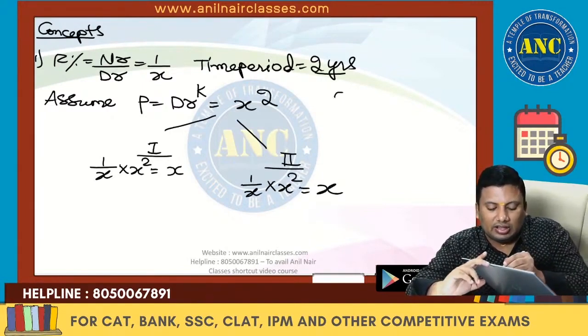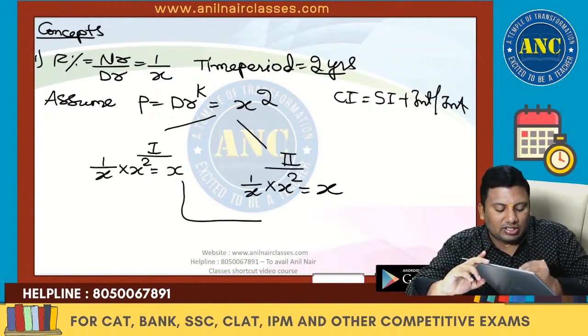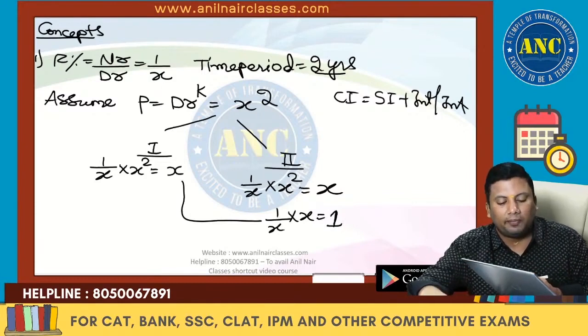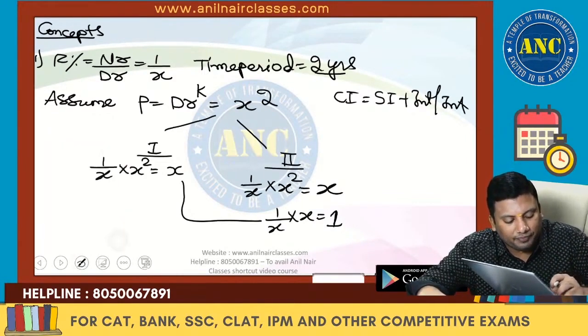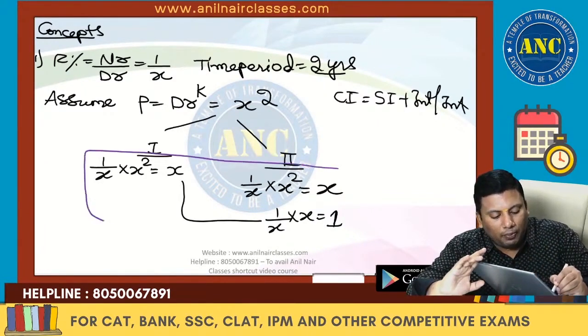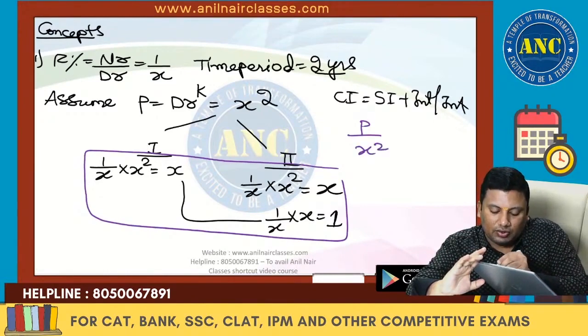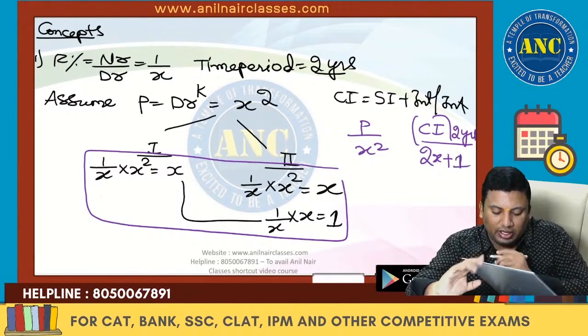CI it is nothing but SI plus interest on interest. 1 by x of x, interest on interest is nothing but 1. Now see here, listen carefully. Total compound interest for 2 years. If the principal is x square, one important conclusion, compound interest for 2 years it will be x plus x plus 1. It is 2x plus 1.